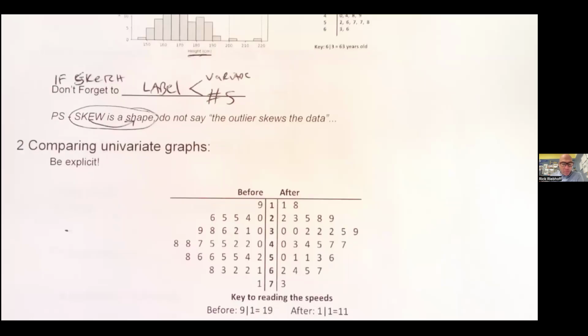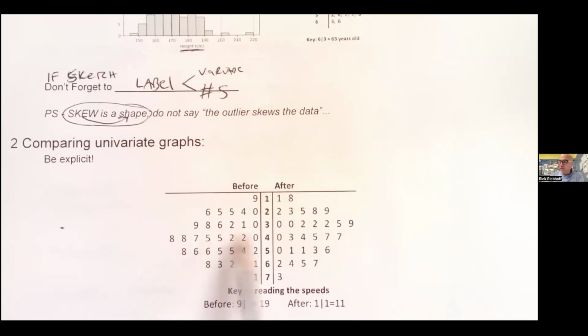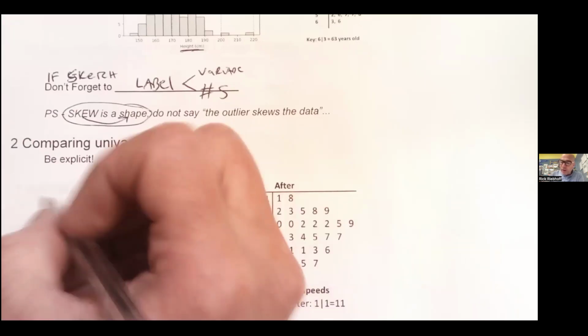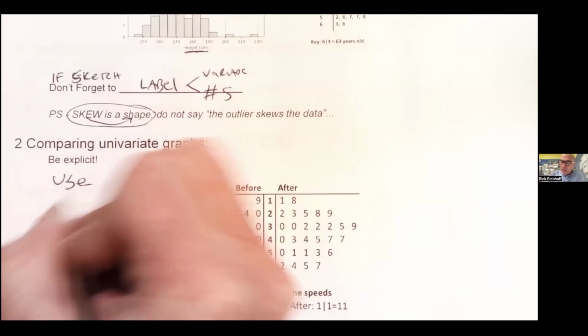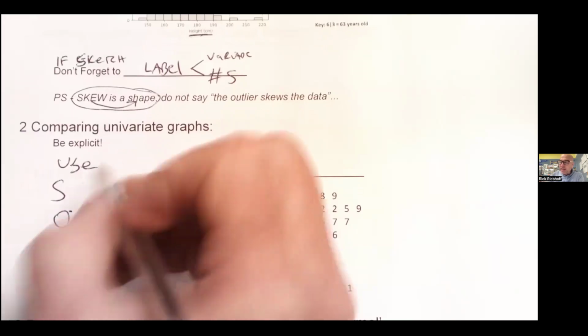Okay. Comparing univariate graphs. Here we go. Be explicit. If they ask you to compare this to this, or they have two box plots or two histograms, again, we will use SOCS, but you must explicitly compare them.